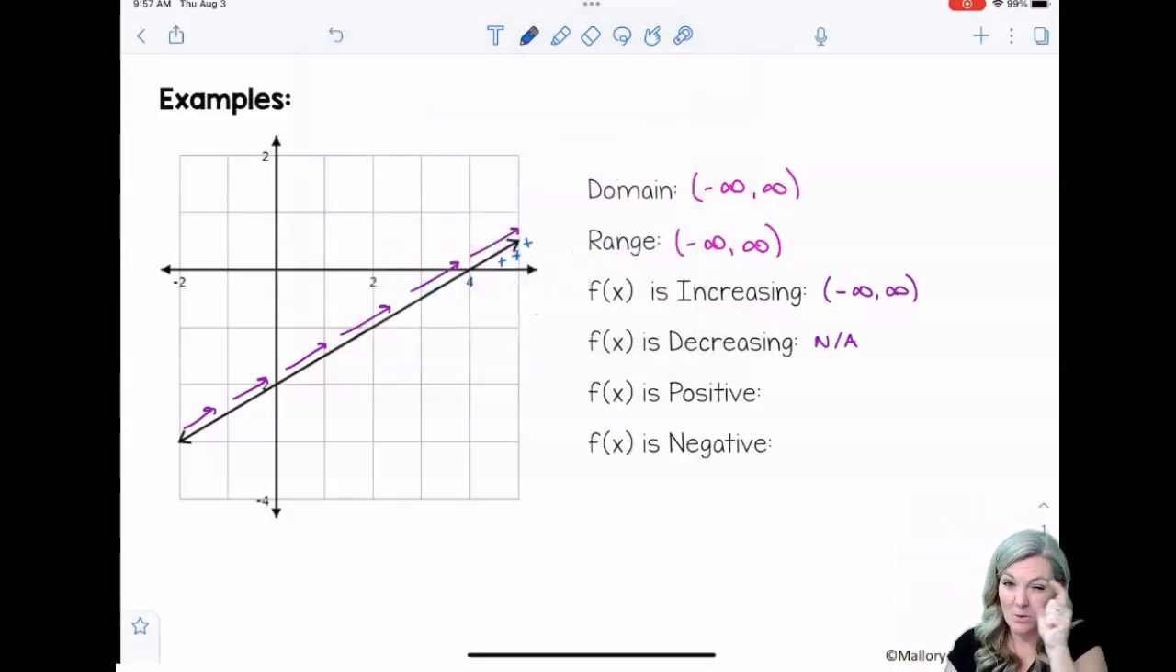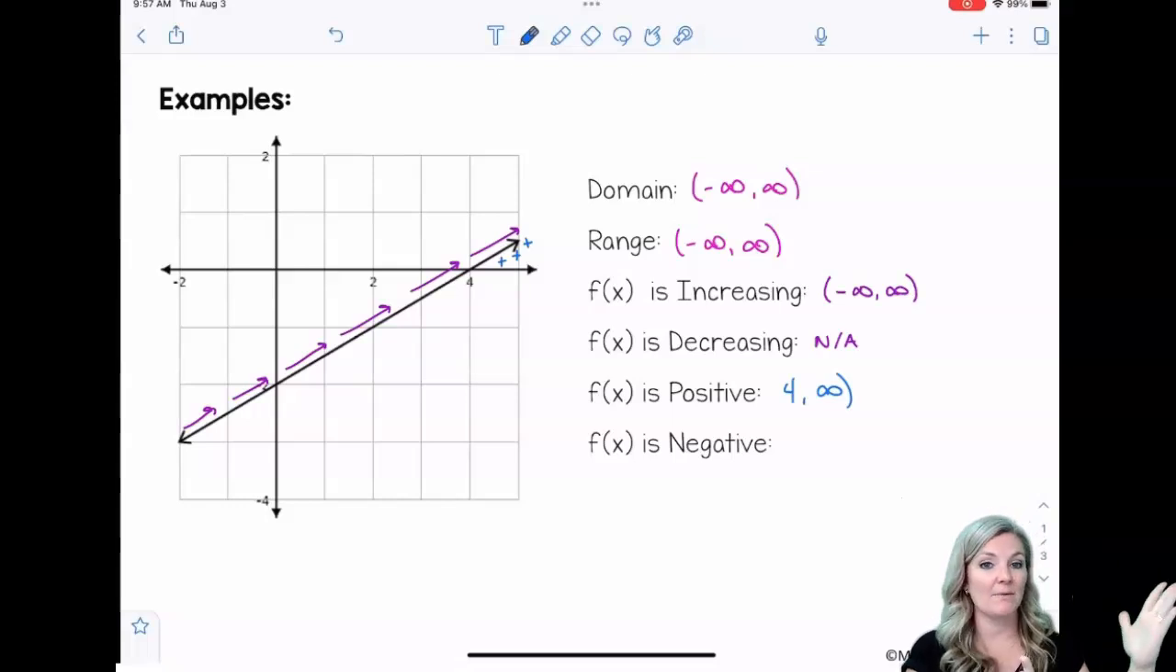So in that little corner right there, that little tiny triangle piece right there, that is where it is positive. And where is that starting? It is starting at 4. Again, where? Where, not how it is becoming positive. Where is it starting being positive? It is starting at 4. And it's going to go on forever, so infinity.